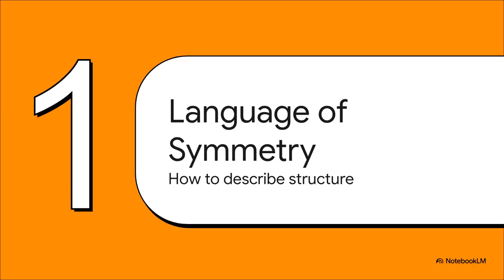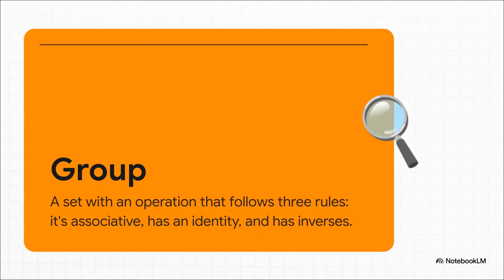Okay, first up, the language of symmetry. See, if we want to talk about rotating a cube, or any kind of structure really, we need a precise language. We can't just be vague, we need a formal way to pin down what we're talking about. And the language we use is built on this beautiful idea called a group. A group is really just 2 things: a collection of elements, like all our cube rotations, and an operation, which is just a way to combine them, like doing one rotation right after another.